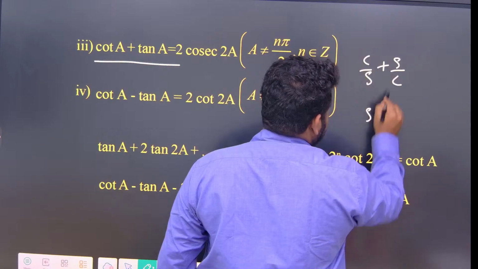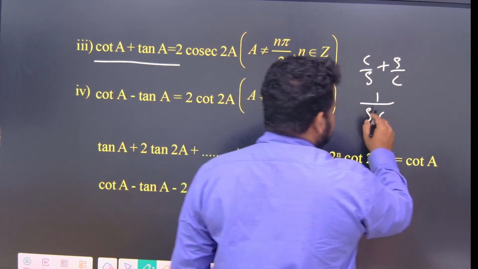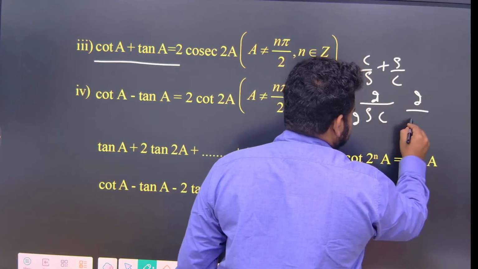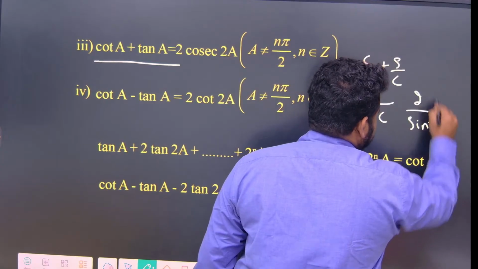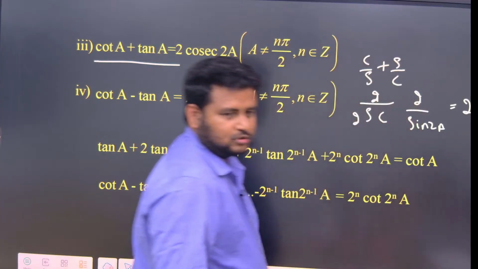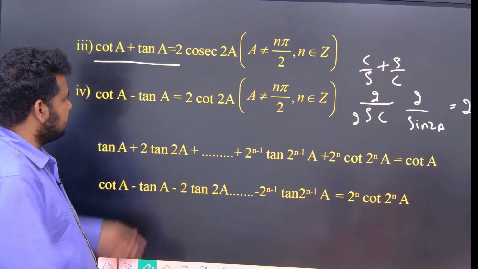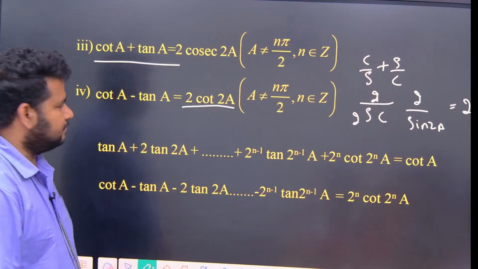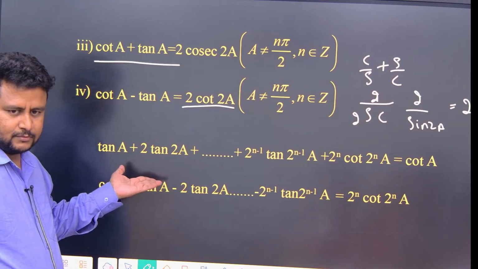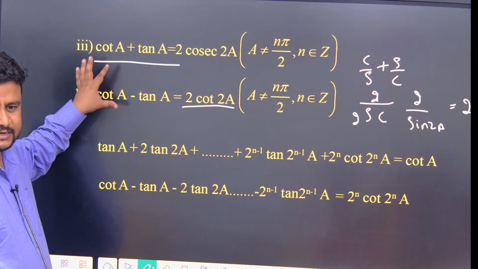So if I take the LCM, cos square plus sin square theta, this will be 1. Now what I will do? I will divide and multiply by 2. So this will be 2 by 2 sin A cos A, which is sin 2A. This if I take it up, this will be 2 cosec 2A. Understood? So tan A plus cot A is equal to 2 cosec 2A. Cot A minus tan A is 2 cot 2A. Remember these two results. This one I have already told you in the previous class itself. So these two are important results. Clear?